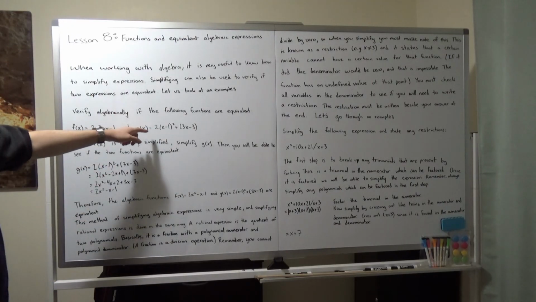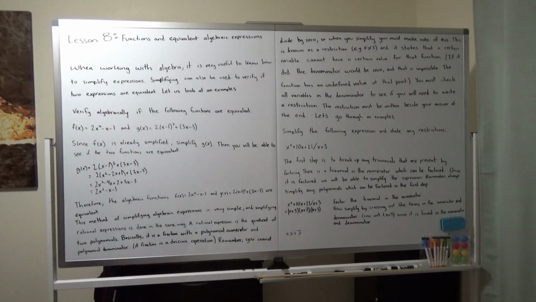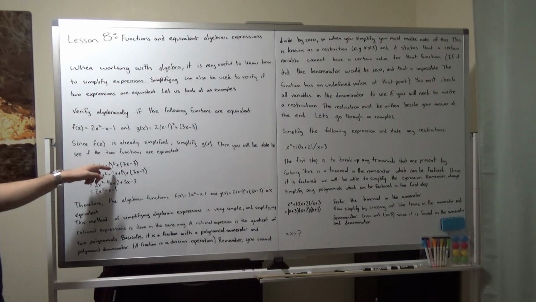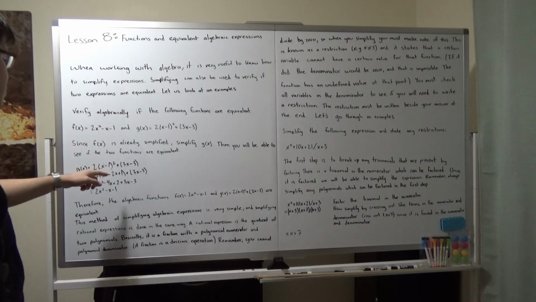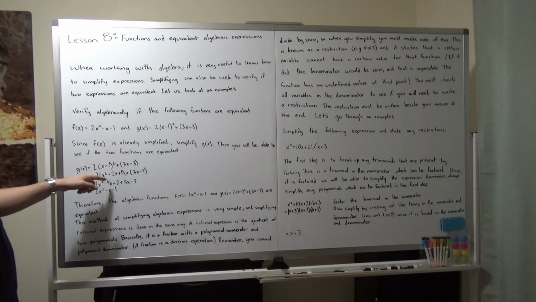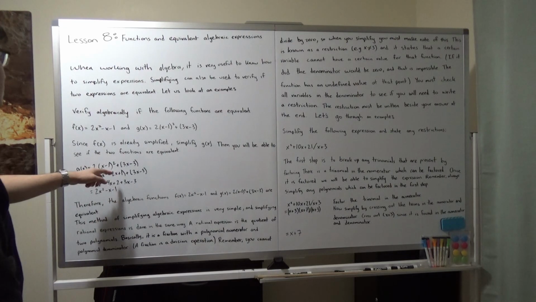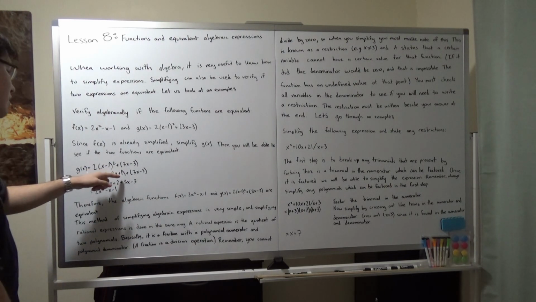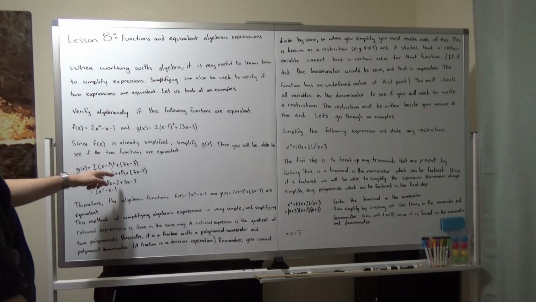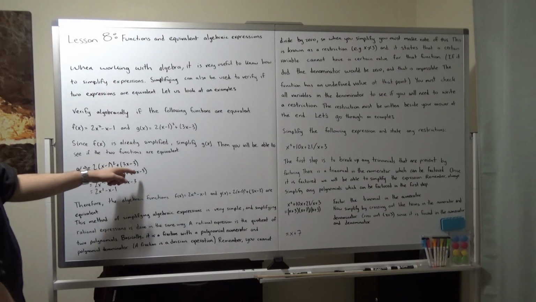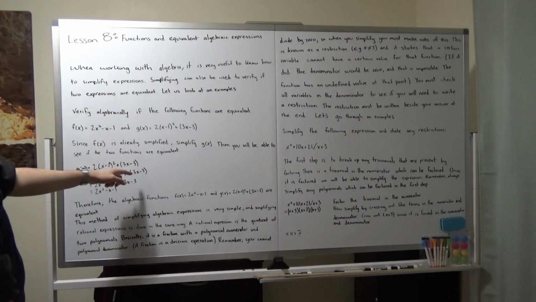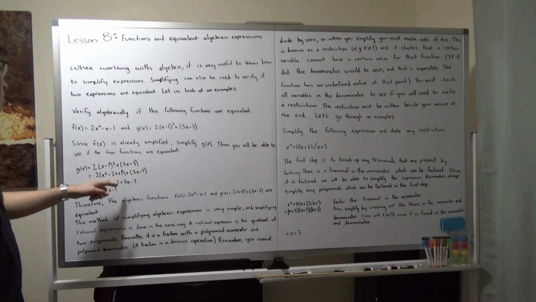So we're going to simplify g of x, and then we will be able to see if the two functions are equivalent. We have 2 times (x minus 1) squared plus 3x minus 3. (x minus 1) squared is x squared minus 2x plus 1. Plus 3x minus 3, we bring this down.